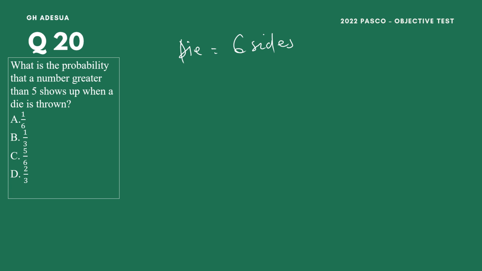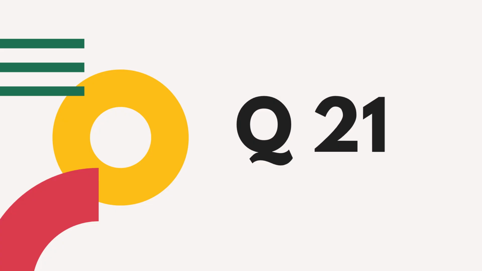So if the total sides are 6 and the number greater than 5 is just 1, our probability is going to be 1 over 6. That is once, out of the 6 sides that it has. So in this case, we have A as our answer. Hope that was well explained and understood. We move on to our next question.